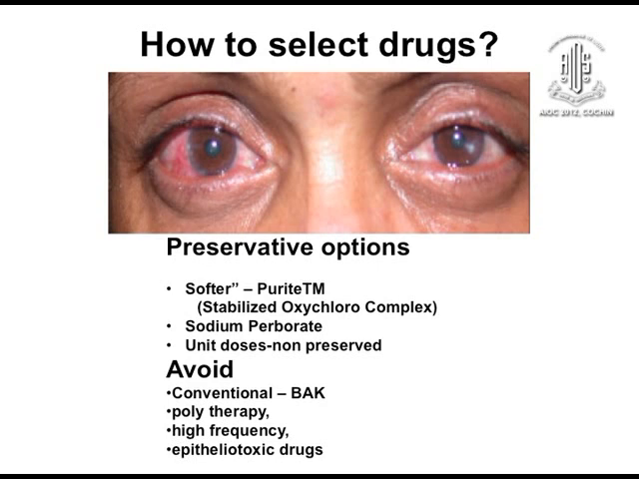Polytherapy: we are in the habit of prescribing many drugs, one or two drugs for each symptom. That should be stopped. And very high frequency of drugs, 1 hourly drugs or 45 drops, etc., should be withheld. And epitheliotoxic drugs like aminoglycosides and all antimetabolites, and very high frequency of 45 drops, should be kept in mind.